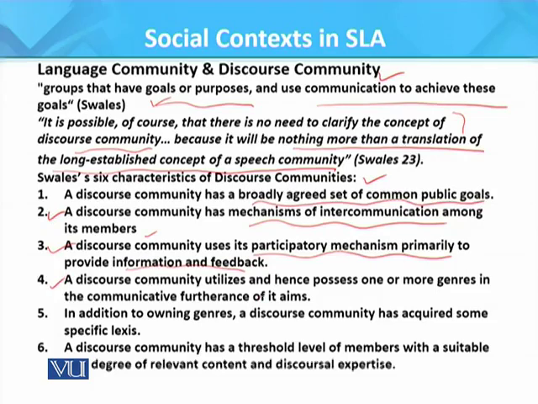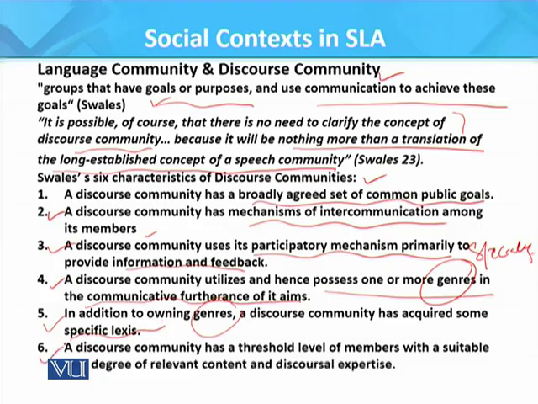A discourse community utilizes and hence possesses one or more genres in the communicative furtherance of its aim. These genres are basically the specializations they have in certain areas, which they need in furtherance of their aim, keeping the discourse in a given situation. In addition to owning genres, a discourse community has acquired some specific lexemes, which is what? Specific vocabulary, specific language or words that are specific to the specialization.